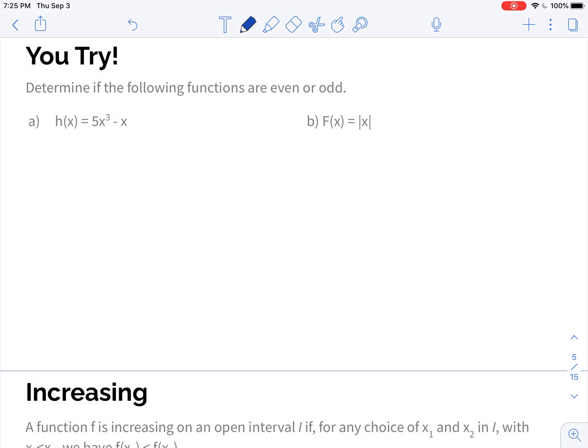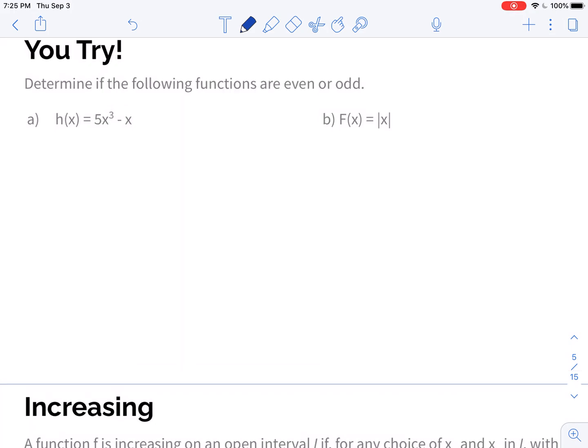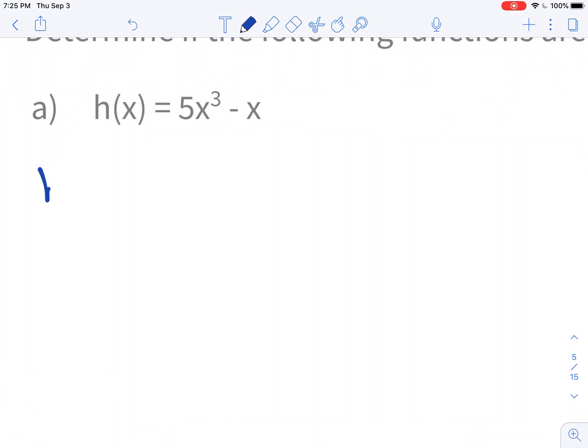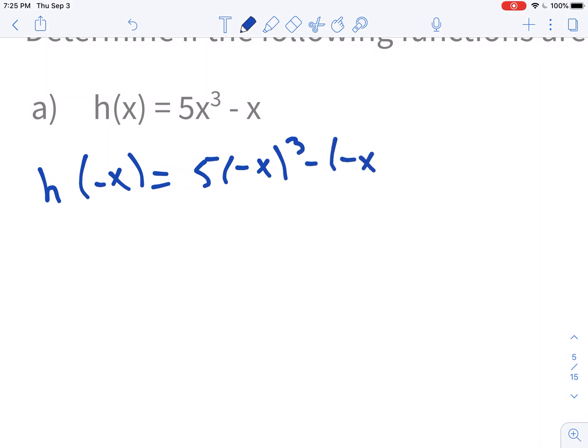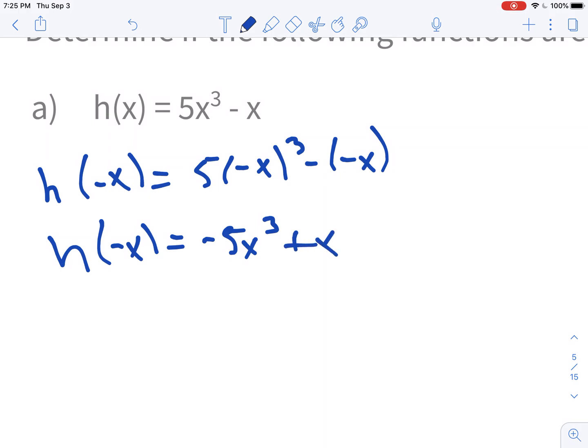Okay, so again, I'm determining if these are even or odd. And the first test I always do is an even test. I'm going to plug in h of negative x, so 5 times negative x cubed minus negative x. H of negative x is equal to negative 5x cubed, because again, if I cube a negative number, it stays negative. And then I'm going to add x because I have that minus a negative.